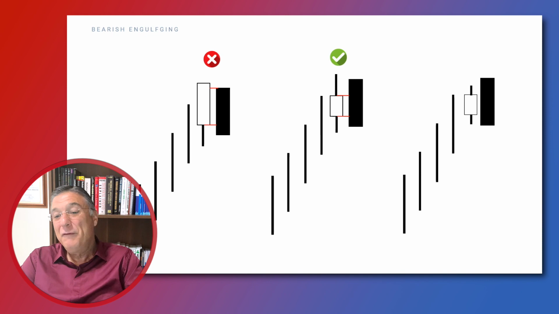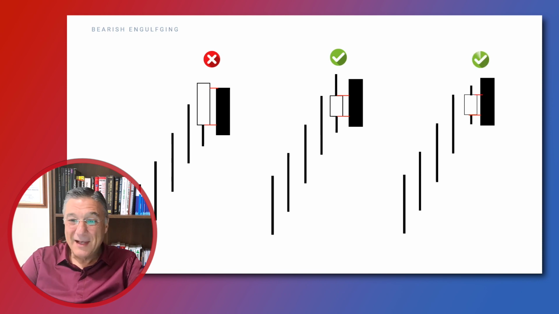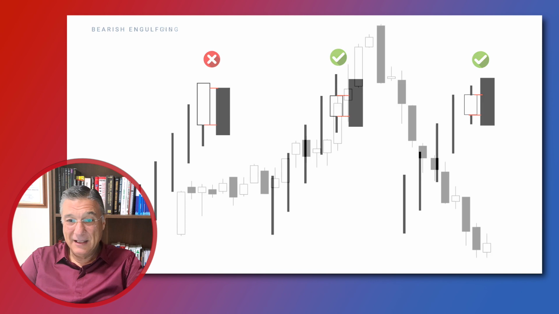But I feel more confident, as I said, when both the small white body and the shadows are also contained within the long black body. So the third scenario is also valid. Good. Let's take a look at our first strategy.